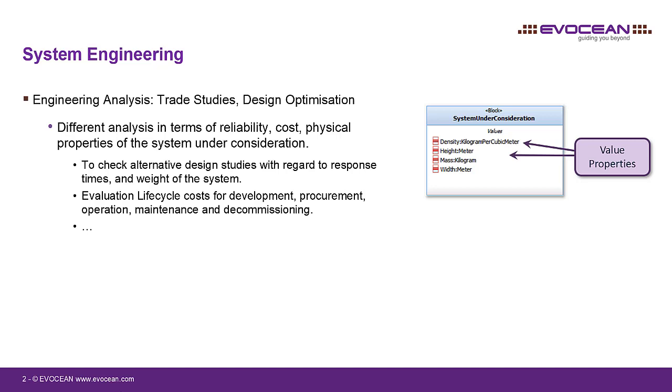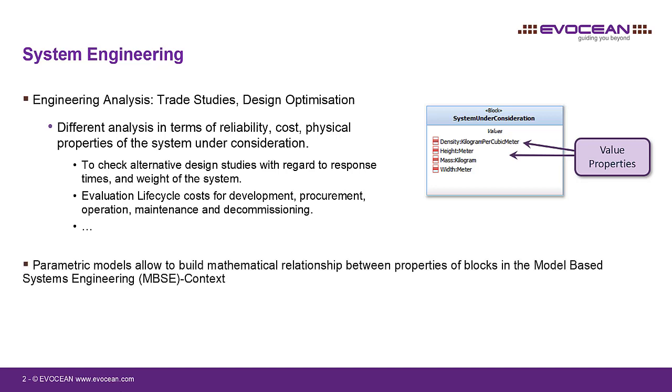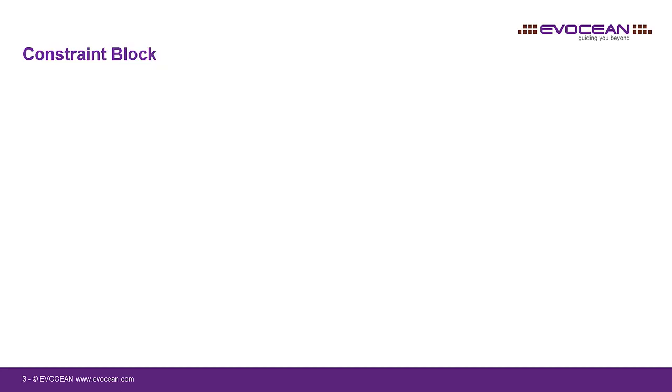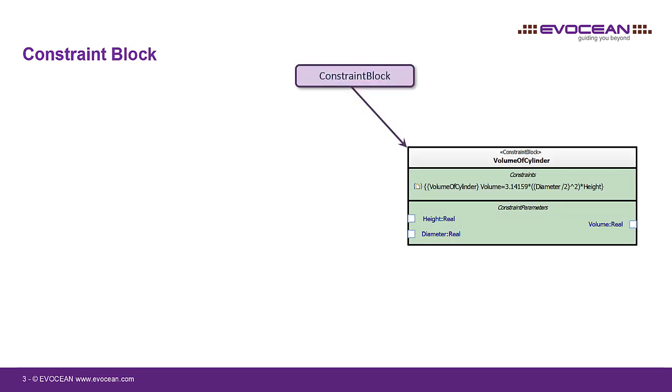These analyses are supported in the SysML by the so-called parametric modeling, which allow you to build mathematical relationships between properties of blocks in the context of your model-based system engineering activities. To support the construction of parametric models, SysML introduced the constraint block. A constraint block is a special kind of block allowing you to define equations called constraints with parameters of the equation that can be bound to the properties of the system being analyzed.